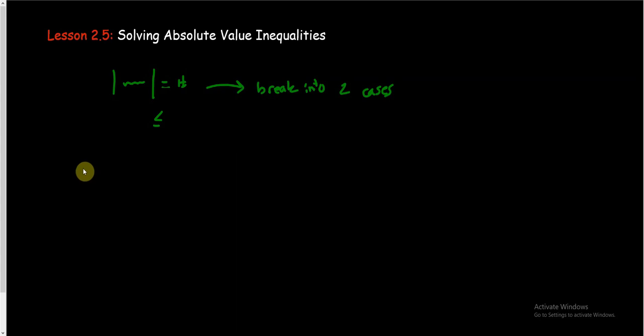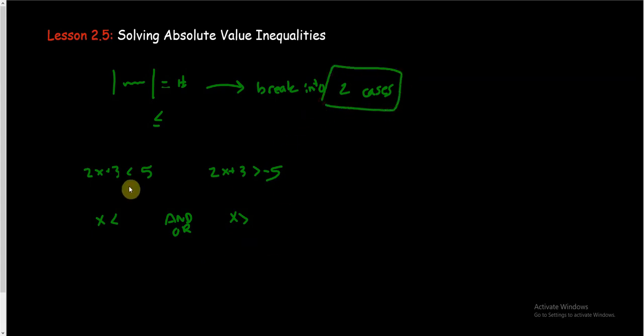So if I break an inequality into two cases, I may have something like 2x plus 3 is less than 5, and 2x plus 3 is greater than negative 5. If I solve this, whatever it ends up being, I'll have two inequalities, and I know how to put them together if I have a word, either an "and" or an "or" between them. This is exactly like the last lesson, and I could do the three-line method we learned to get the final answer.